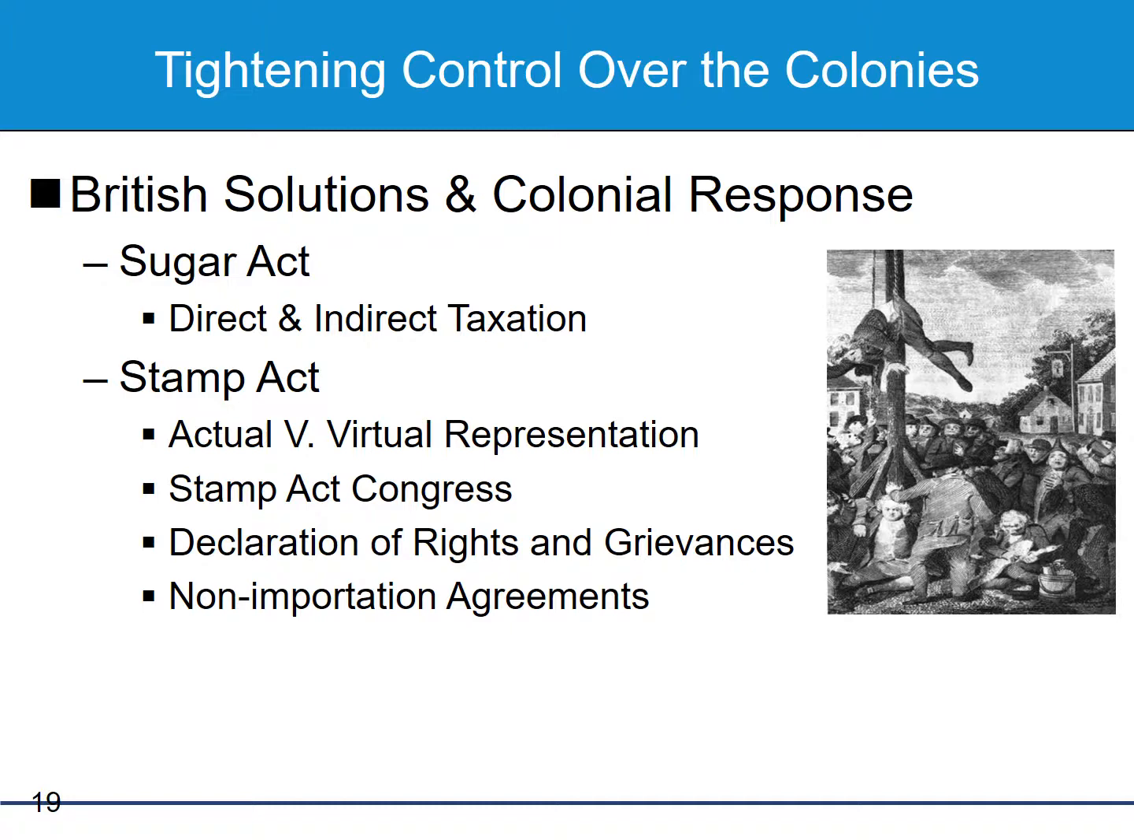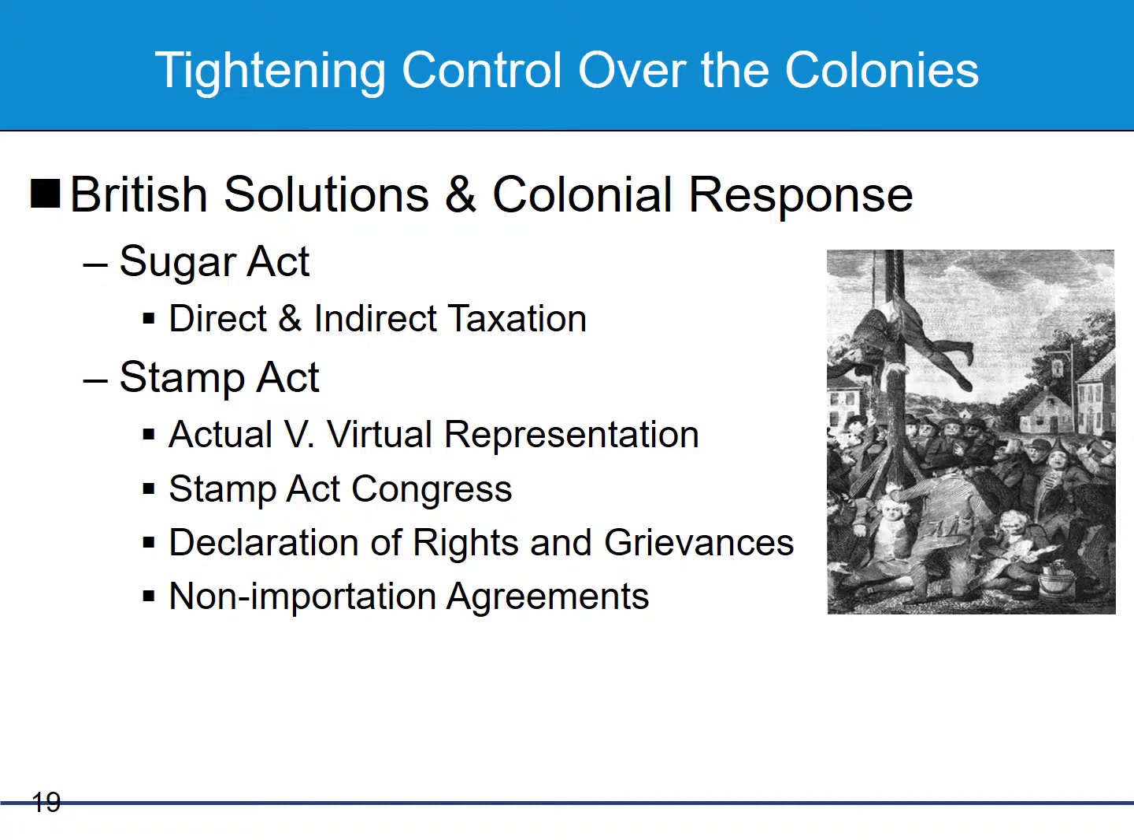So when the colonists began to complain about the Stamp Act, the British were actually really kind of confused, because, hey, we just passed the Sugar Act last year and you didn't complain about it. Nine of the colonies got together and called the Stamp Act Congress. All of the colonies were invited, but only nine showed up.